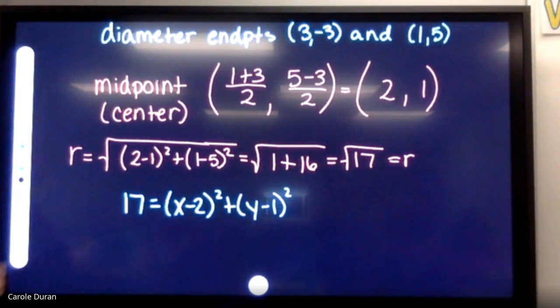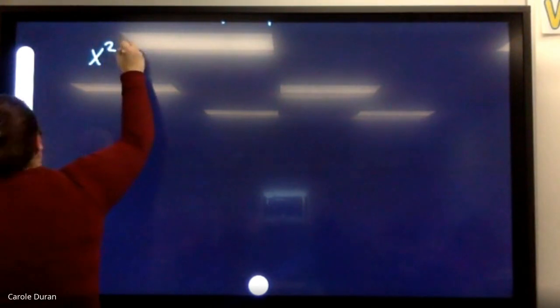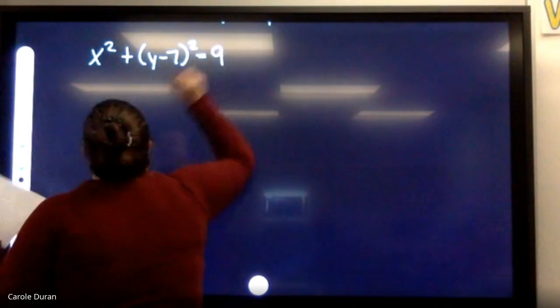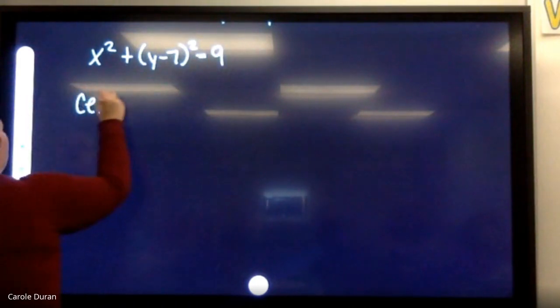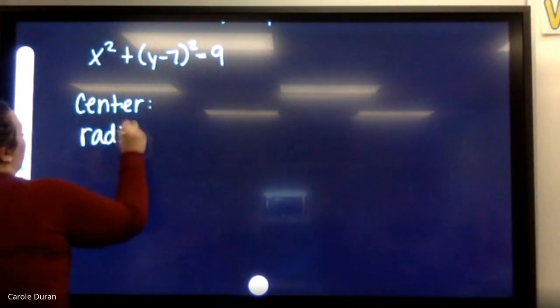That's okay. So now let's switch gears a little bit. Let's say I give you the equation and I would like you to find the center and the radius. And then graph it. It's super easy, okay? Can we skip it? Okay, so let's say that I have the equation x squared plus y minus 7 squared equals 9. And I would like to find the center and I would like to find the radius. Radius is 9.